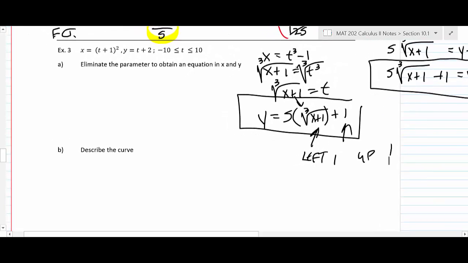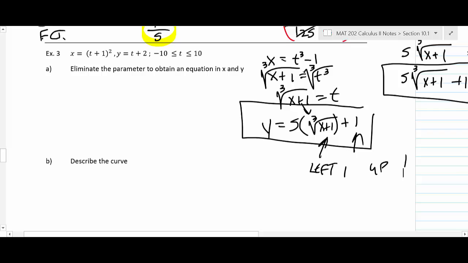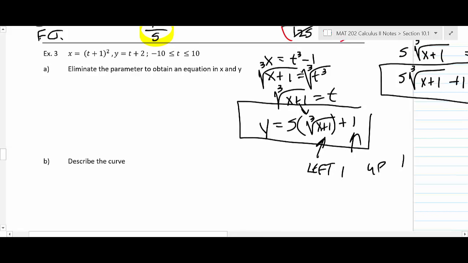All right. So let's go through a couple more of these. And this time I'm pretty well done with the graphing. So let's just eliminate the parameter and identify the curve. And then I want to do a little bit more with eliminating the parameter to show you different things that can happen.